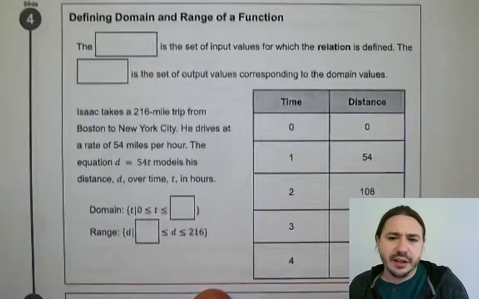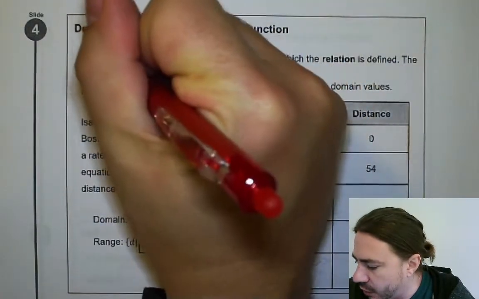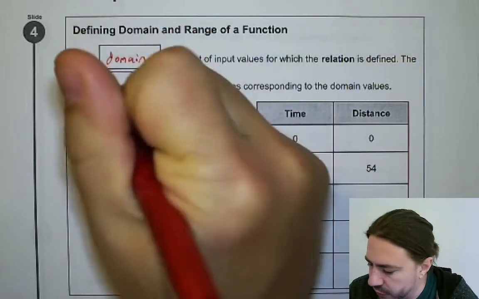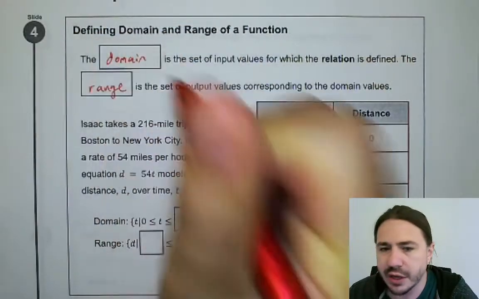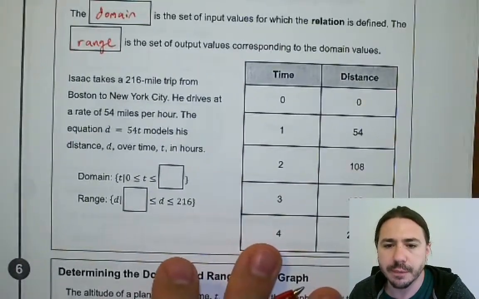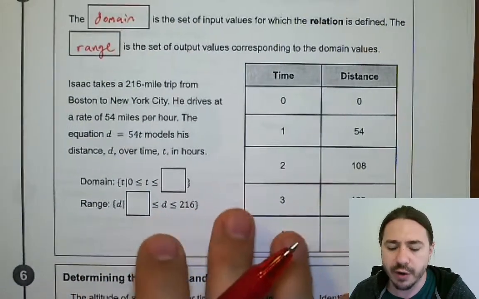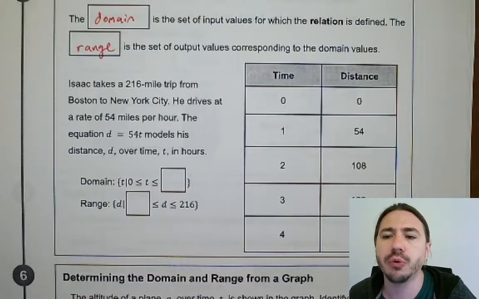So let's get into that. Okay, the domain is all the input values, and the range is all the output values. So we just got done talking about that briefly. There is another way to kind of think about this. Now, I showed you how to write the domain and range if all you have is the table.